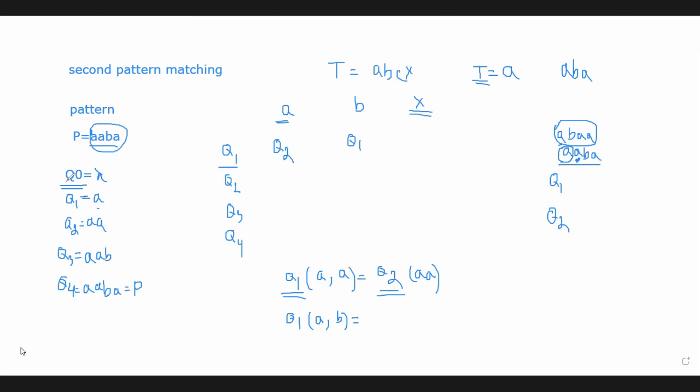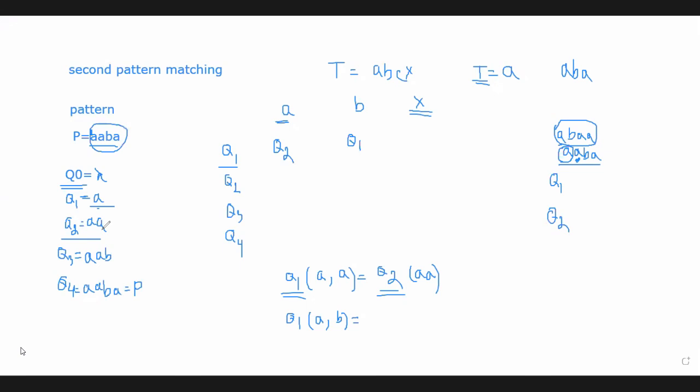So what do we have to do? For each of these states, we just have to use three types of character: one is A, another is B, and another is X. So what will happen if the first state, Q1, accepts the character A? The value of Q1 is A, right? And the second state is Q2.